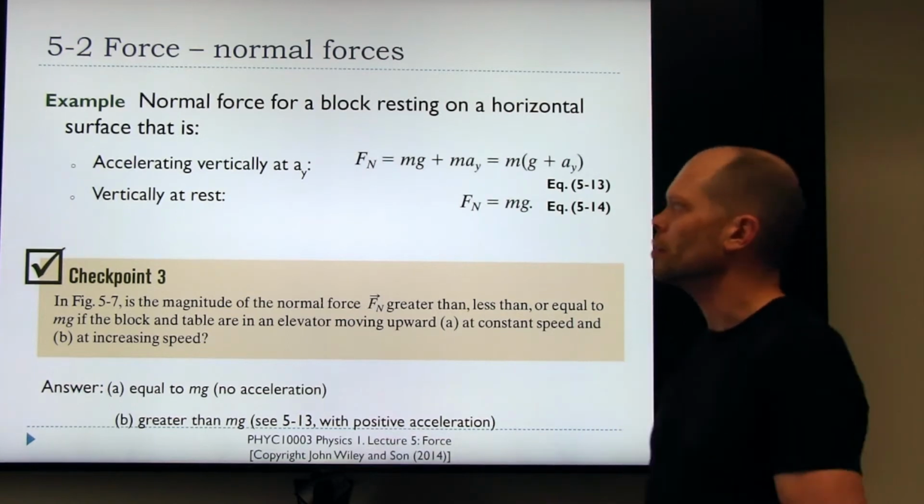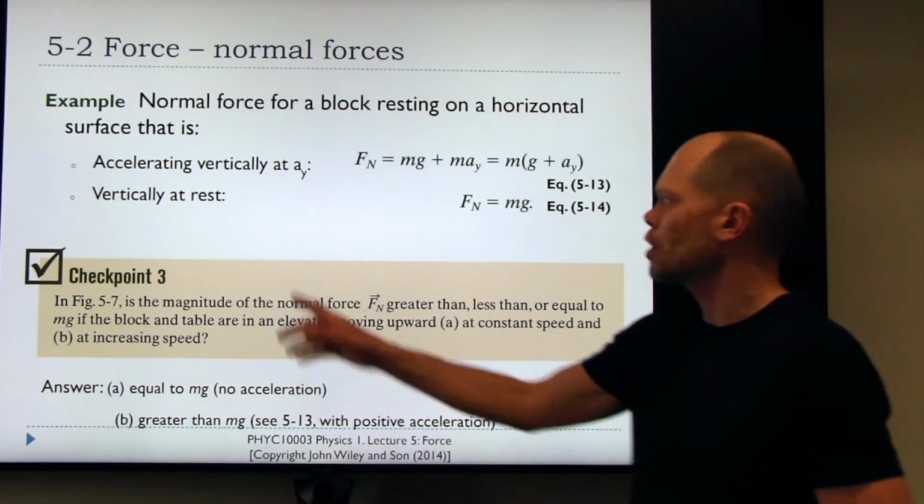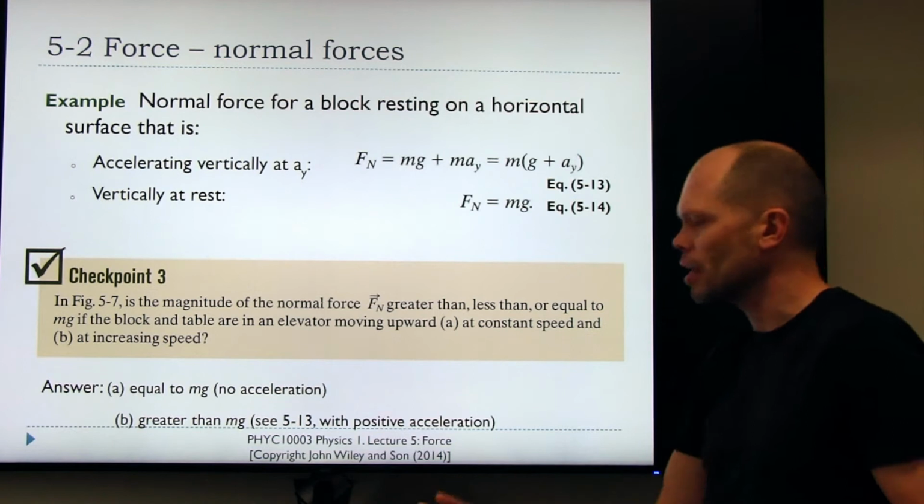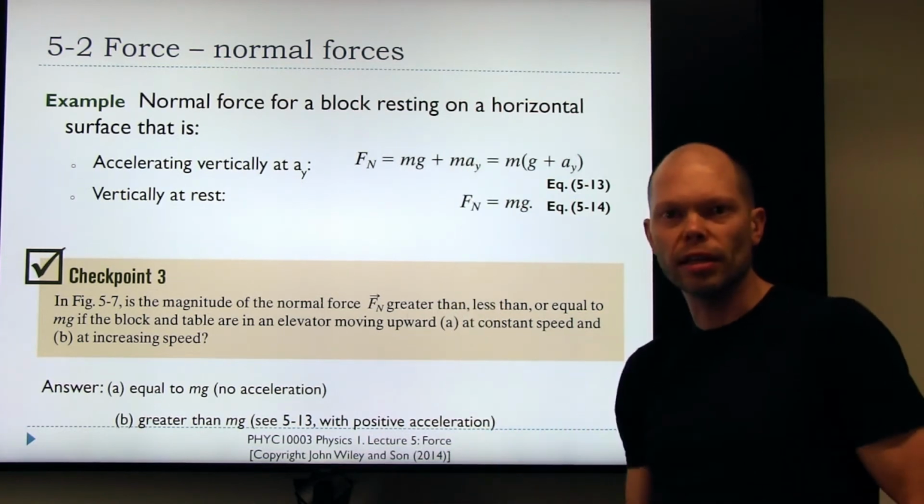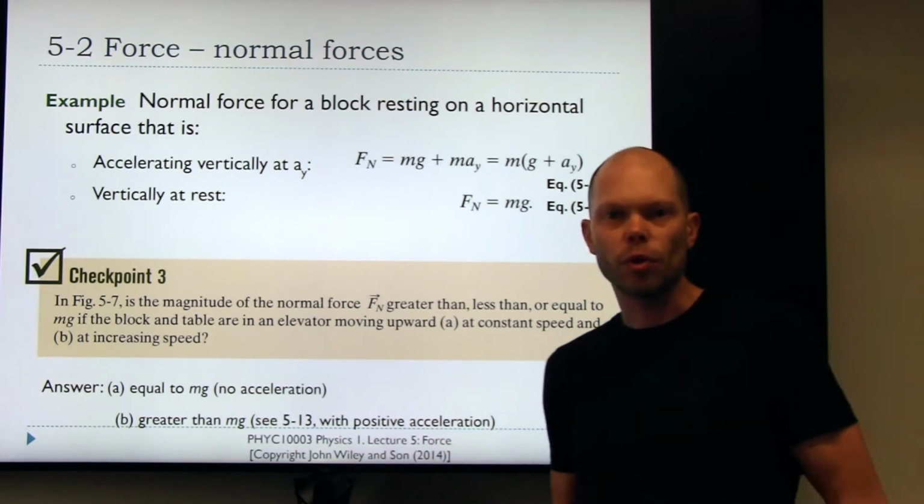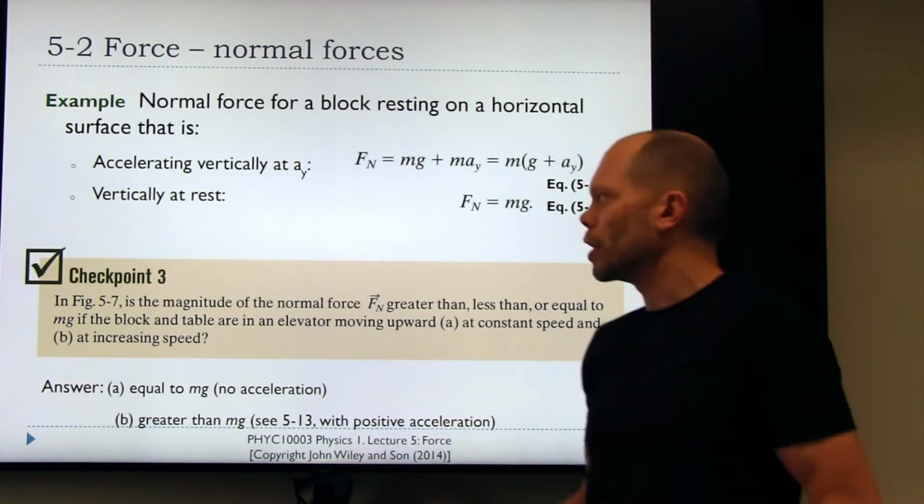So let's look at an example. The normal force for a block resting on a horizontal surface that is accelerating vertically at a_y. So this is actually something that is accelerating upwards, like a lift. So say we're standing in a lift, and we're going up to a higher floor, we're going to pop up to floor number 7. It starts to accelerate upward.